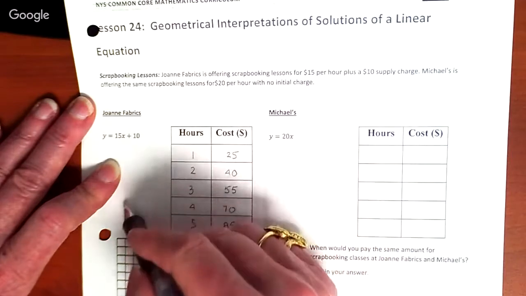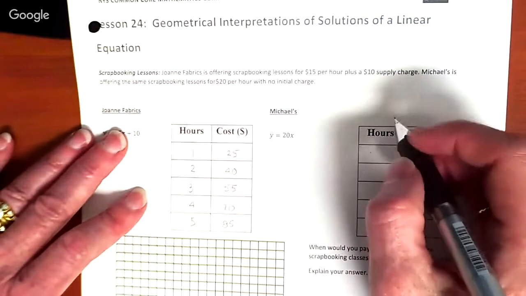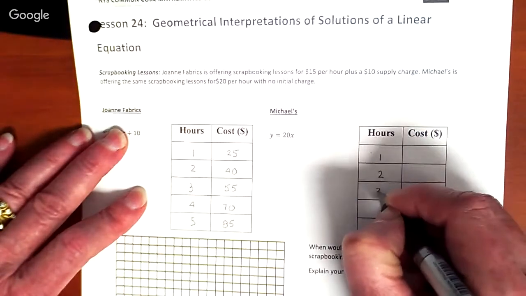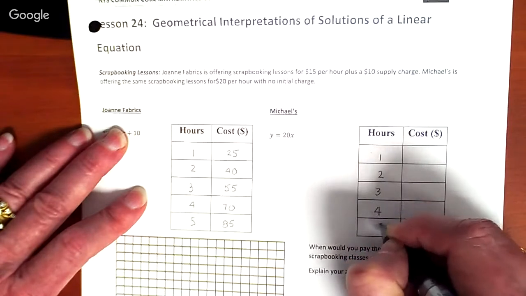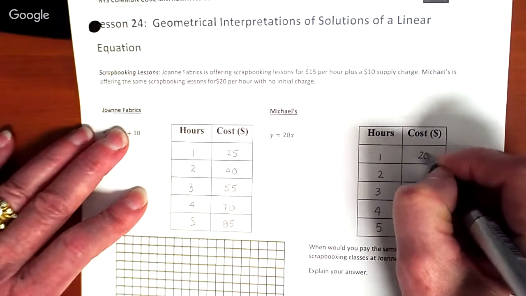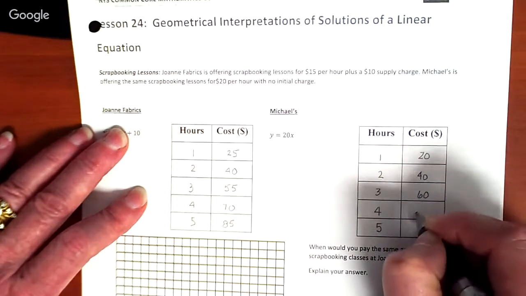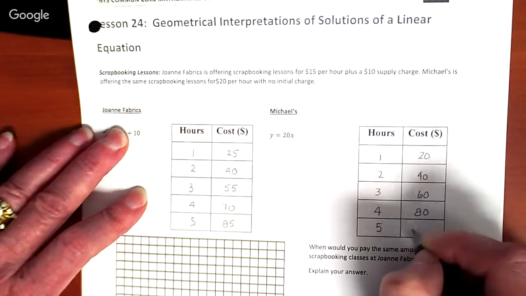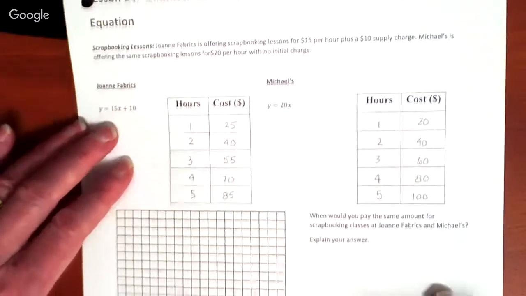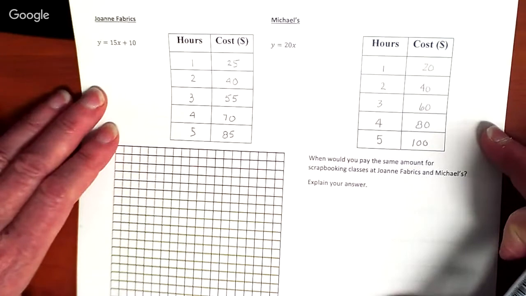And we normally would show work with this. So for Michael's, we have 1, 2, 3, 4, and 5 hours. And the cost here would be 20, 40, 60, 80, and 100.